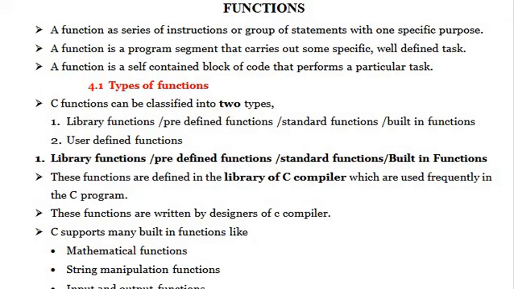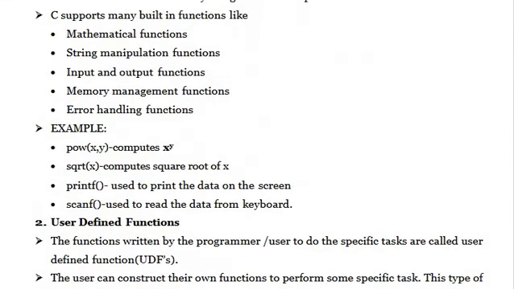All these standard functions are defined in the concerned header files. pow is defined in math.h, clrscr is defined in conio.h, scanf is defined in stdio.h. C supports many built-in functions, and all the functions are divided into various categories based on their purpose. All string related functions are in string.h, mathematical related functions in math.h.